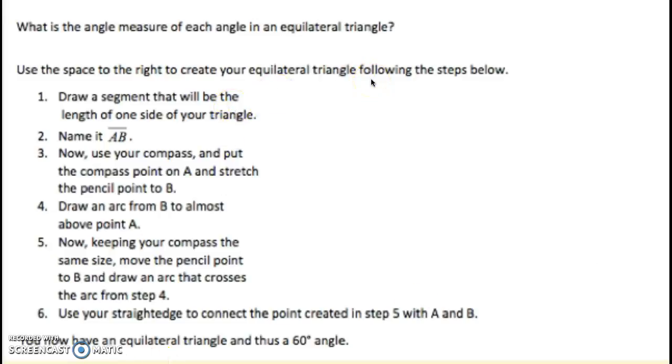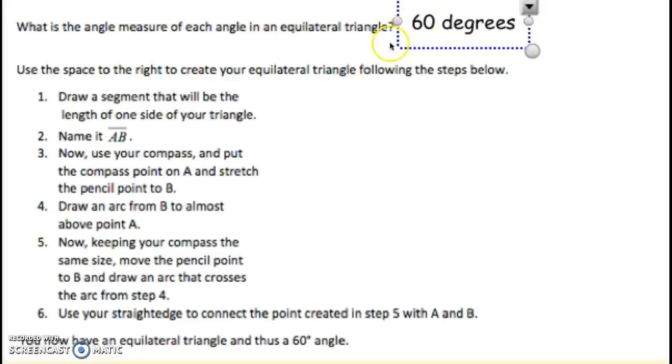And as we just talked about, in an equilateral triangle, we know the sum of all the angles is 180. So each angle individually would have to be 60 degrees because there are 3 of them and they equal 180. So we're going to construct an equilateral triangle following these steps.